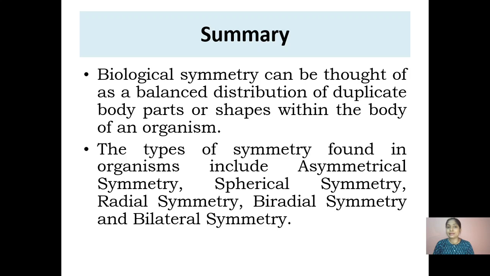To summarize quickly, biological symmetry can be thought of as a balanced distribution of duplicate body parts or shapes within the body of an organism, and the different types include asymmetrical, spherical, radial, biradial, and bilateral symmetry.